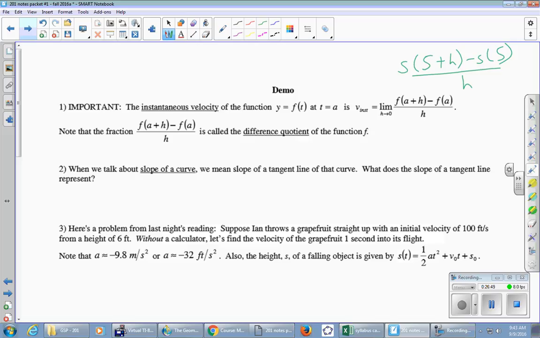Number 2, when we talk about slope of a curve, we mean the slope of a tangent line to that curve. Slope of a curve now always means slope of a tangent line, right? Slope is only defined for lines, change in y over change in x. But if it's a curve, it's got tangent lines all over the place. And so you draw the one you want and you find its slope. What does the slope of the tangent line represent? A moment ago, it represented instantaneous what?